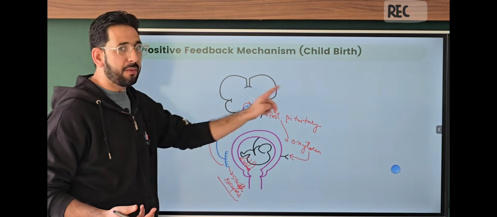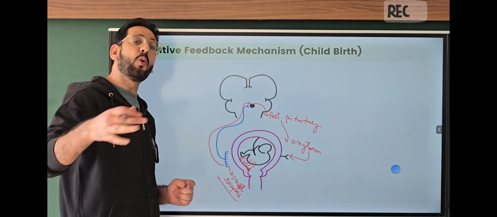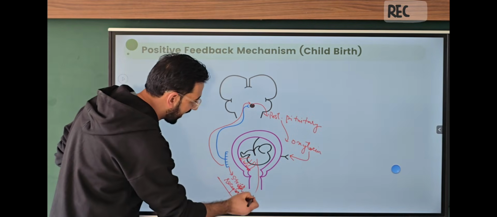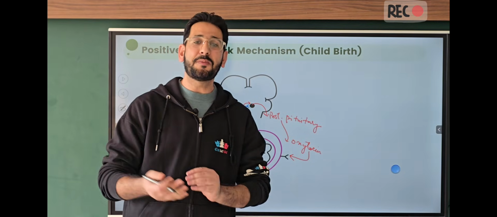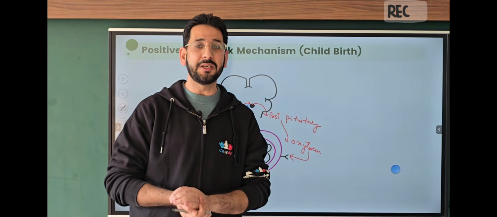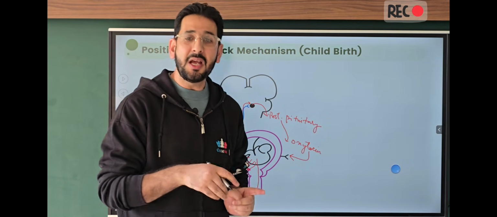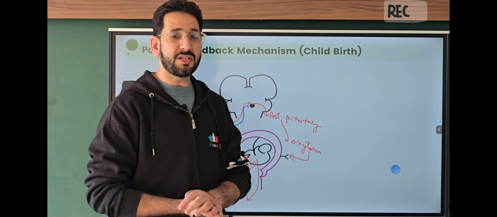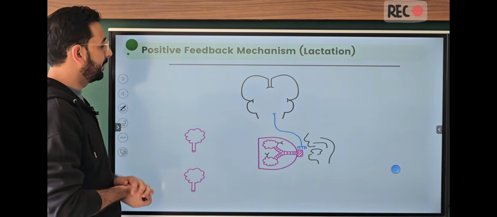Again, the same thing, more oxytocin, more contractions, and these contractions will go on until the child is born, the fetus is born, until this process of childbirth is achieved or completed. So in this case, it is not opposing the change, it is exaggerating the change until the goal is achieved. Let's understand this with the second example.